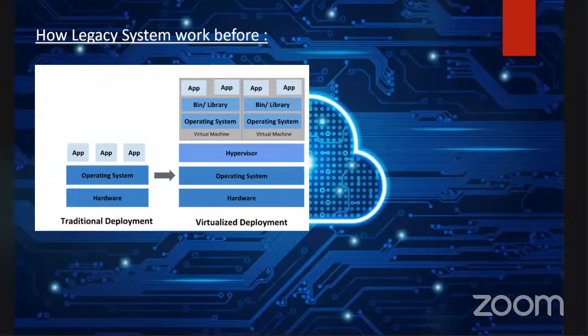When I say the very earlier days, I mean the 90s or so, most of the organizations were using a single physical machine. If you want to deploy an application, I have my application deployed in my physical machine.